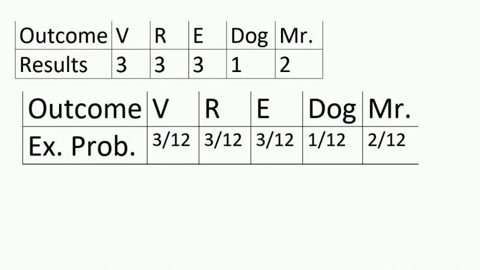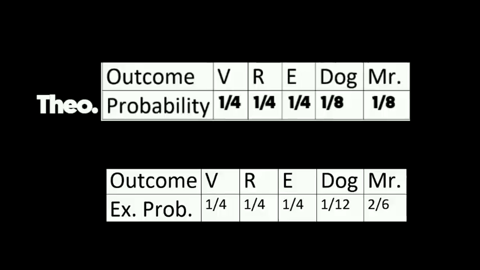Now, with experimental probability, like with these results, I would want to reduce that number. All of the 3/12 can be reduced to 1/4. 1/12 cannot be reduced, but 2/12 can be reduced to 1/6. So now I have my experimental probabilities for each of these outcomes.